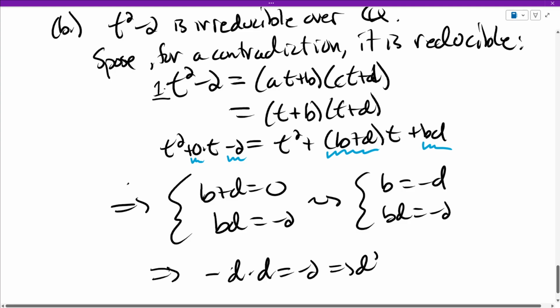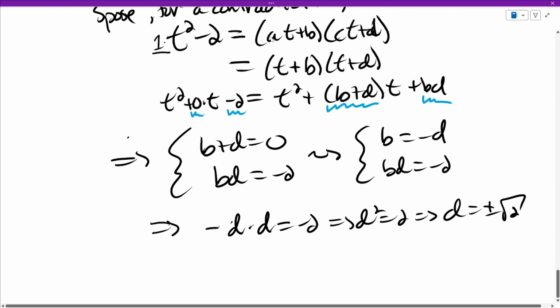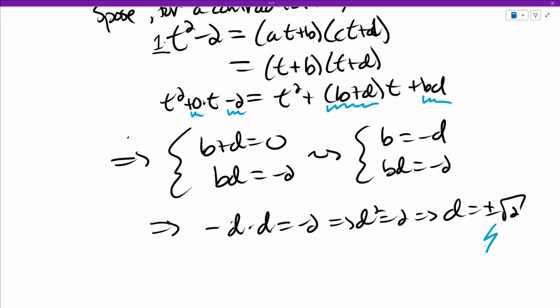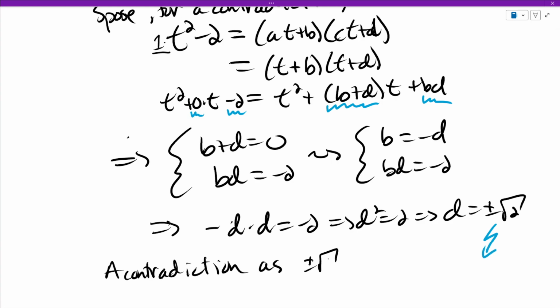This tells us d squared is 2, which tells us that d is plus or minus root 2, which is a contradiction. Let's use a blue lightning bolt to mean contradiction in this class. I'll just be clear this first time that it means a contradiction, as plus or minus the square root of 2 are not rational numbers.